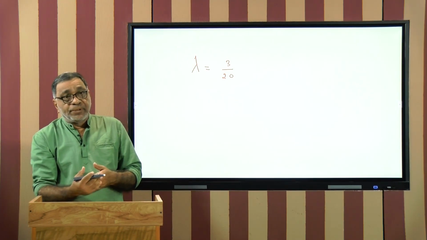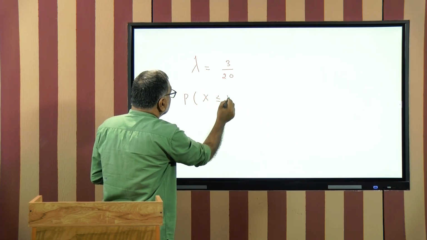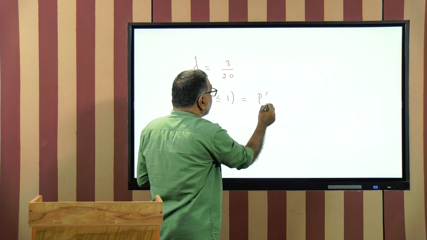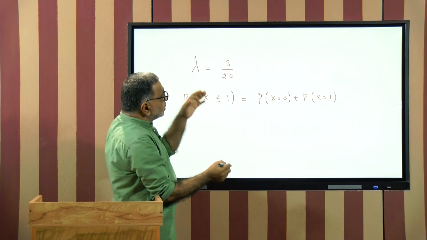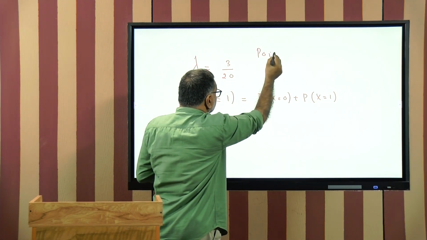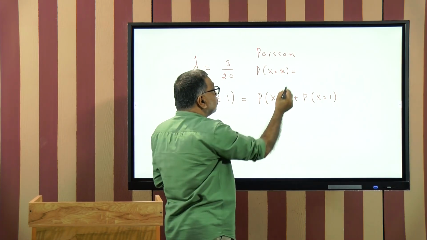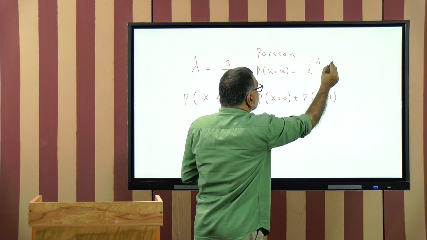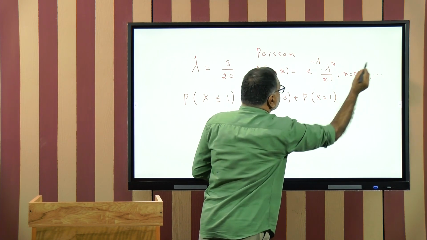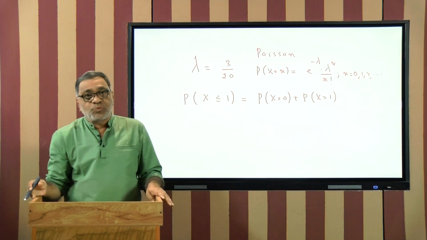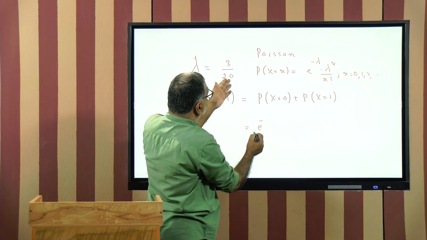The probability required is the probability of x less than or equal to 1, which, as I mentioned, is probability of x equal to 0 plus probability of x equal to 1. This is a Poisson model, so what is the probability mass function? Probability of X equal to x is e power minus lambda, lambda power x divided by x factorial, where x is equal to 0, 1, 2, etc. This is the Poisson probability mass function. Just substitute these values here. Probability of x equal to 0 is e power minus lambda, where lambda is given as 3 divided by 20.